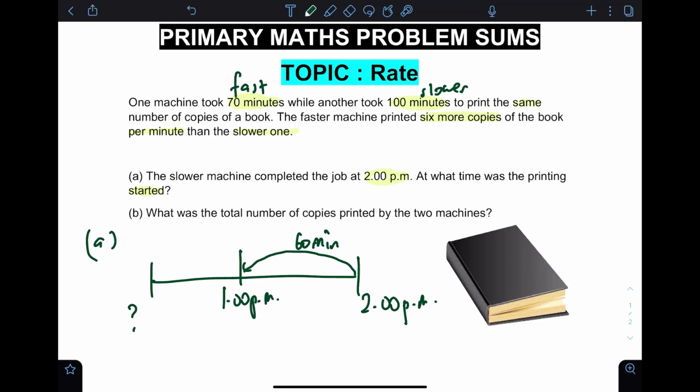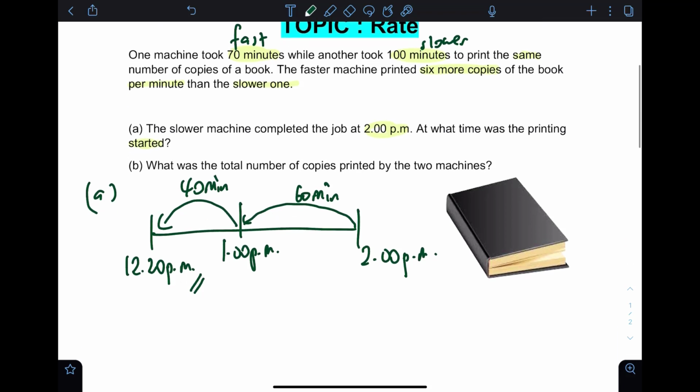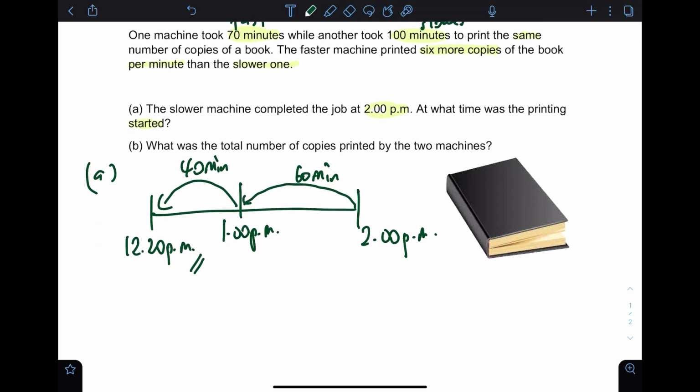And you need to again go backwards by another 40 minutes. Alright, so go backwards by another 40 minutes and you land yourself at 12:20 p.m. Okay, this is the answer for part A. Now for part B, what was the total number of copies printed by the two machines?